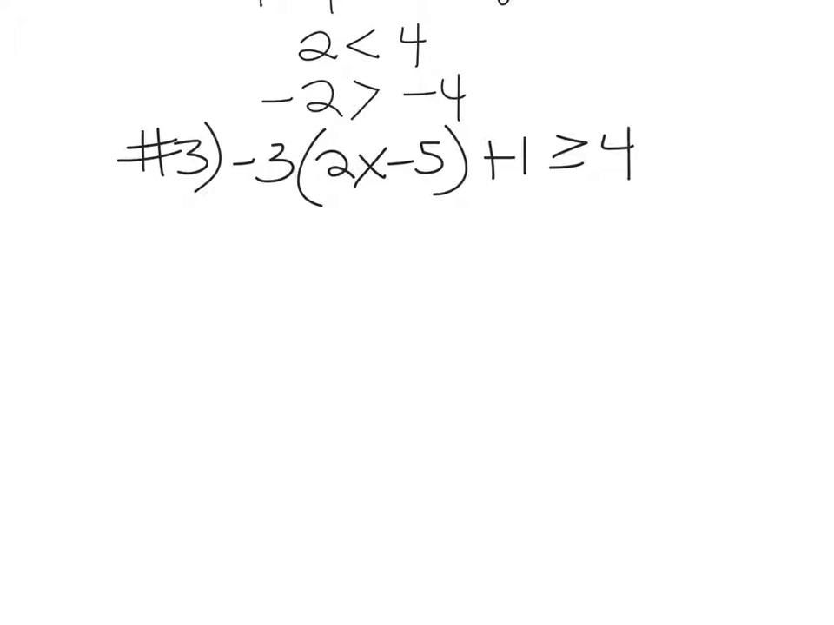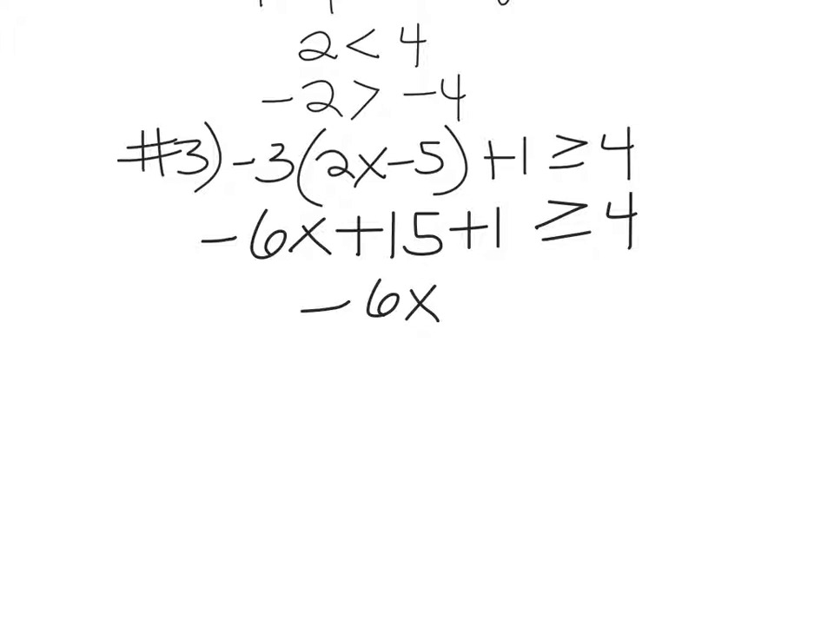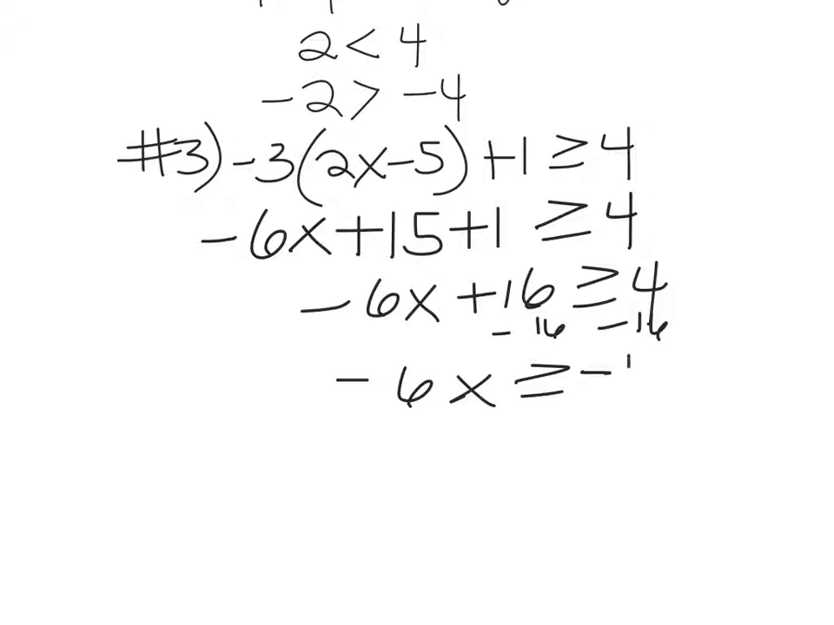Let's go ahead and first start by doing what? Distributing. Some of you guys are already doing it. -6x plus 15 plus 1 is greater than or equal to 4. Okay. Go ahead and combine your like terms. On the left-hand side, you have -6x plus 16 greater than or equal to 4. Subtract 16 over to the other side. -6x is greater than or equal to -12.